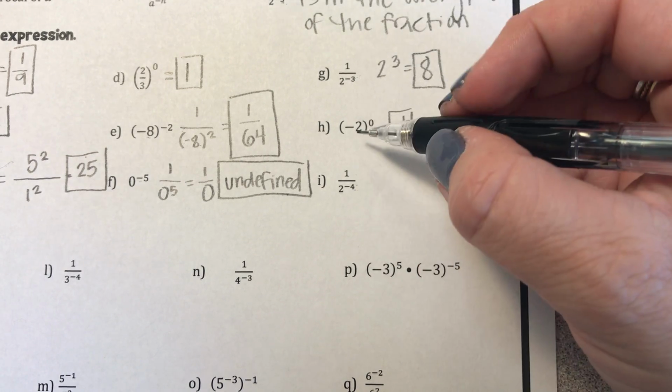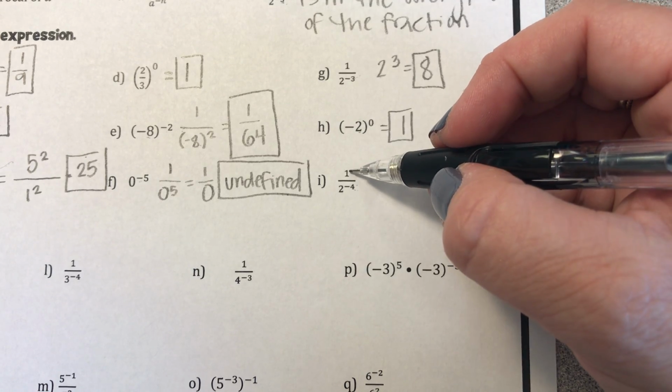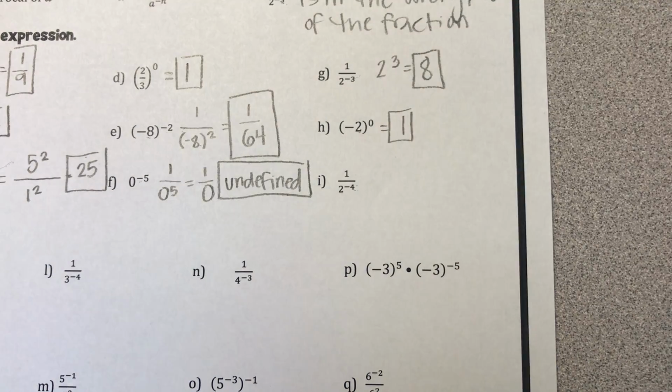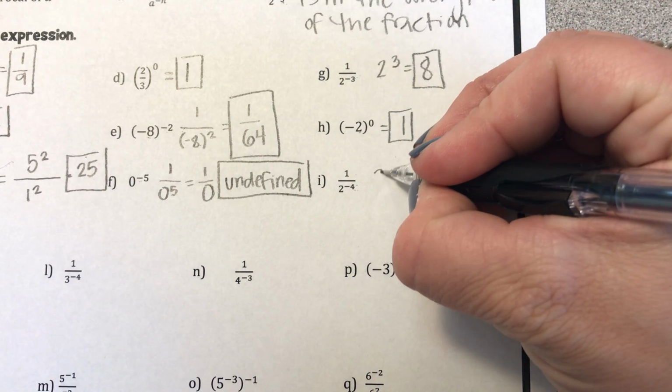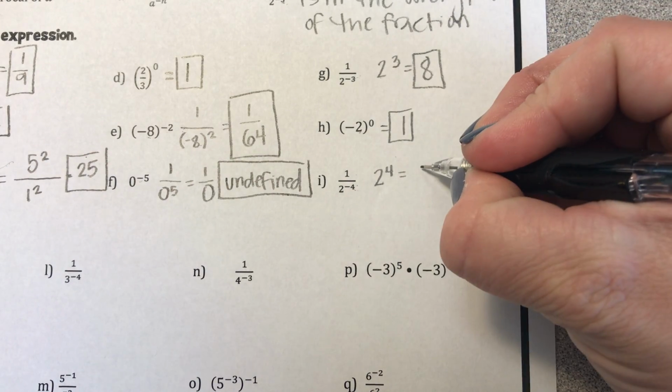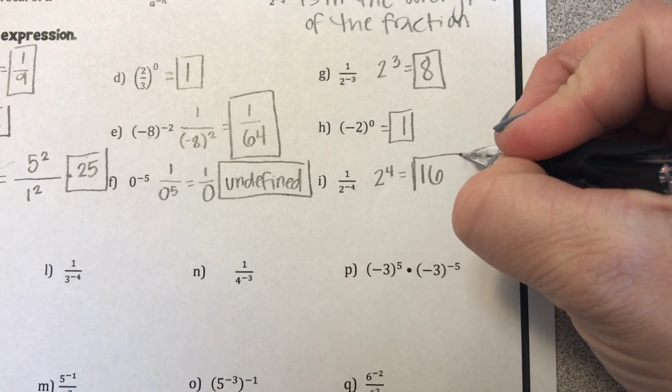Okay, and the reason I know, you might be thinking, well, what happened to the 1? Well, 1 times 2 to the 3rd is just 2 to the 3rd. So 2 to the 4th power is 16.